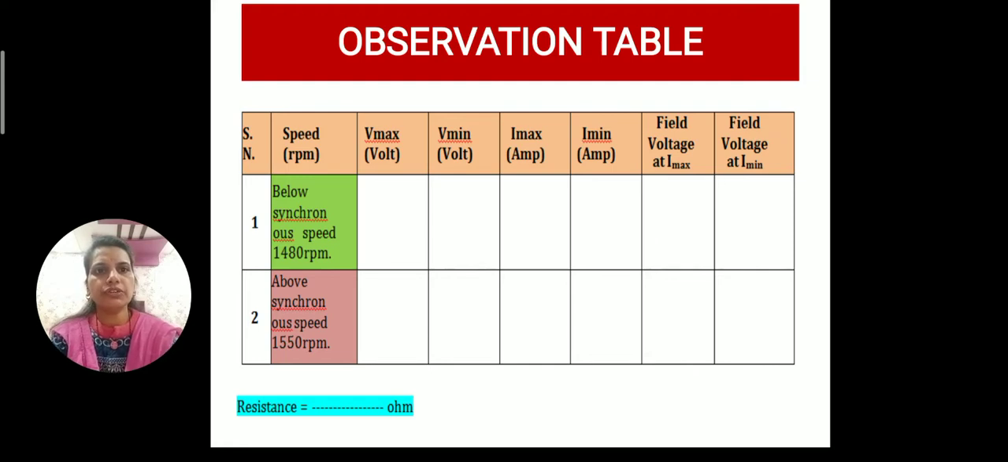Okay, we have connected two voltmeters, after that we have connected an ammeter, correct. One ammeter is there, and one reading we can also take from the multimeter, right. After that, the field voltage at Imax and Iminimum, right.